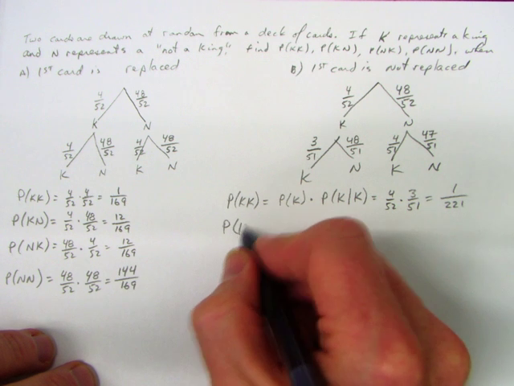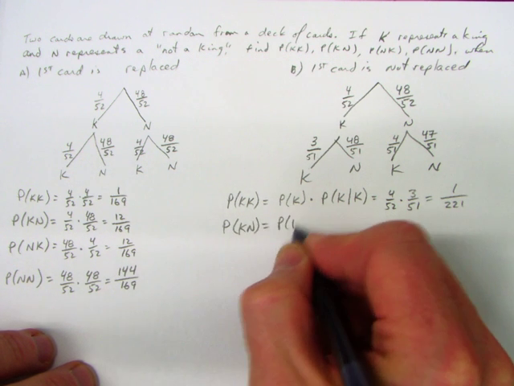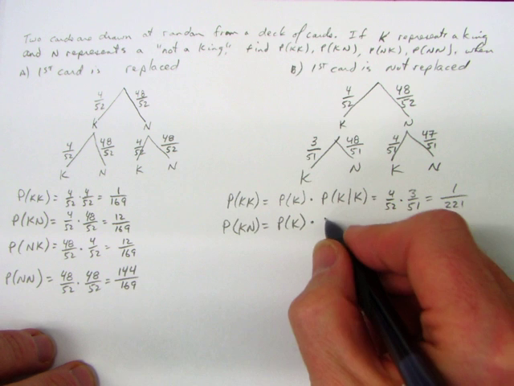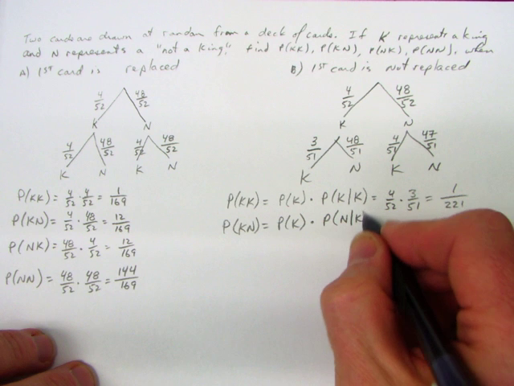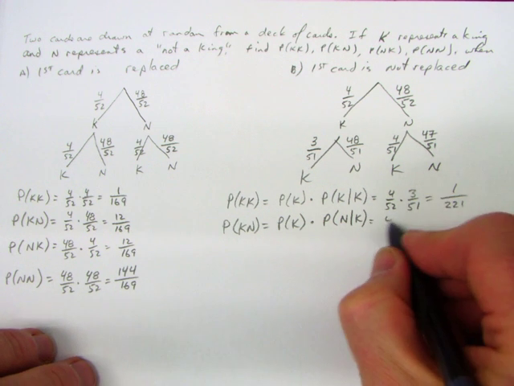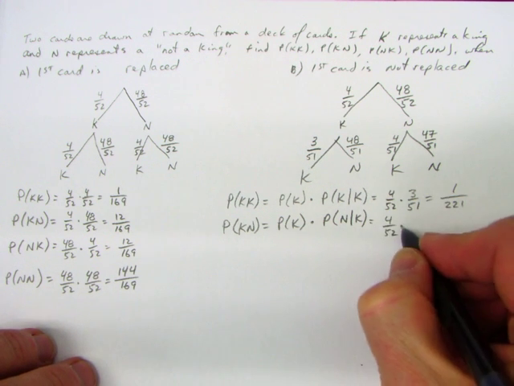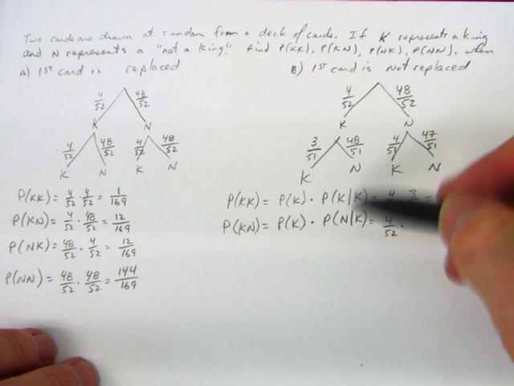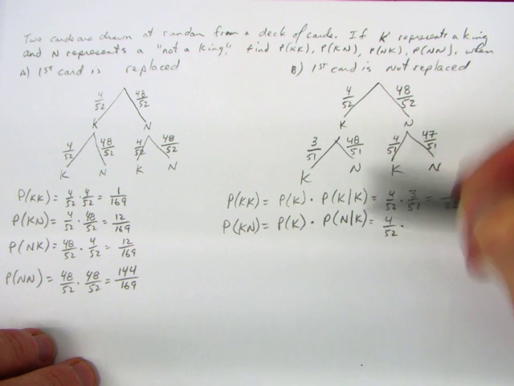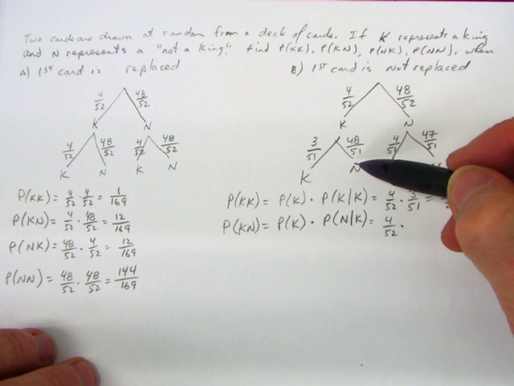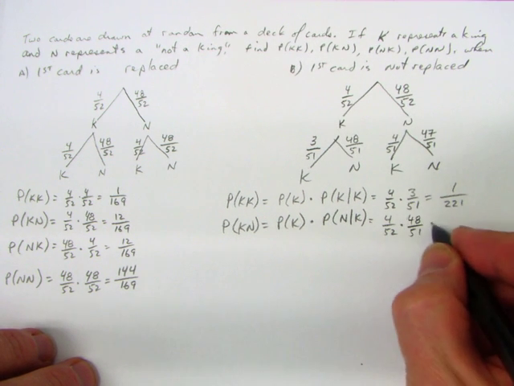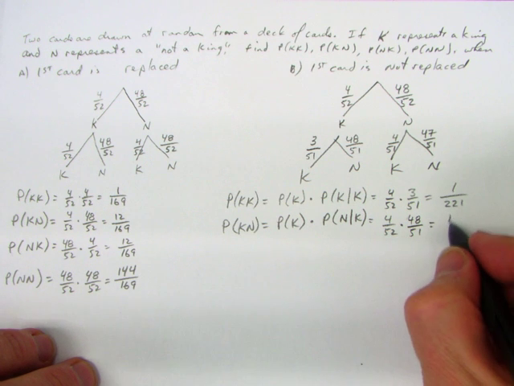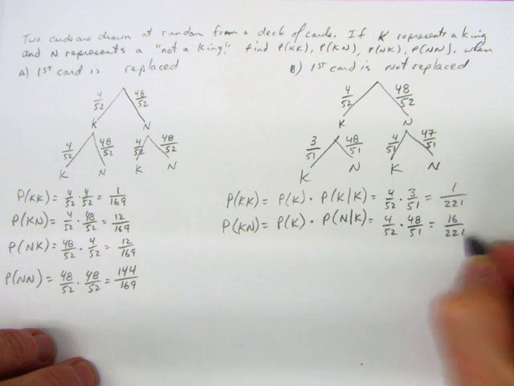The probability of KN, that would be the probability of king, that's the first card. And now we want the second card to be not a king given that the first card's a king. Well, again, 4 out of 52 is the probability of a king. Probability of drawing a not a king given the first card's a king. That would be this path here. That is 48 out of 51. And that multiplies out to give us 16 out of 221.